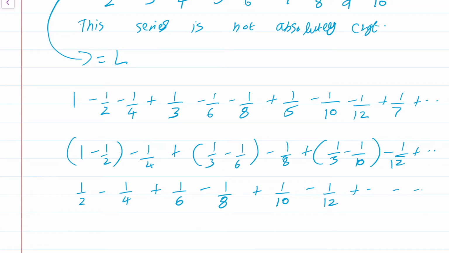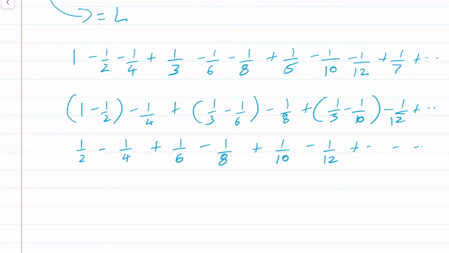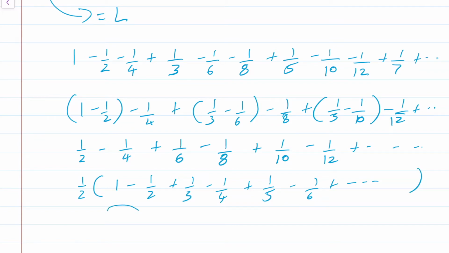Please check this rigorously. I'm being a bit hand wavy because there's nothing really deep happening. This is just basic arithmetic. Okay, wonderful. Now this is just 1/2 times (1 minus 1/2 plus 1/3 minus 1/4 plus 1/5 minus 1/6 and so on). Lo and behold, this is the original series.